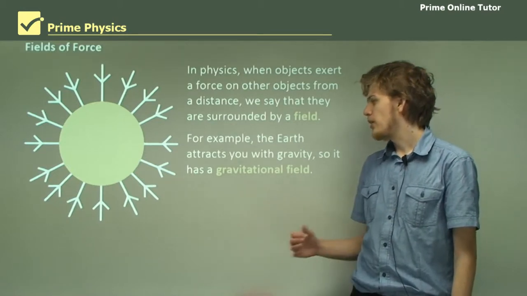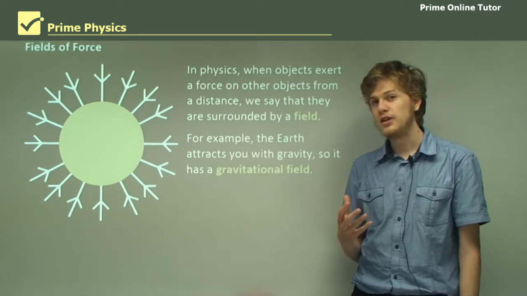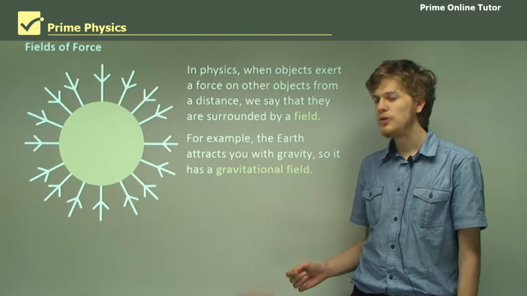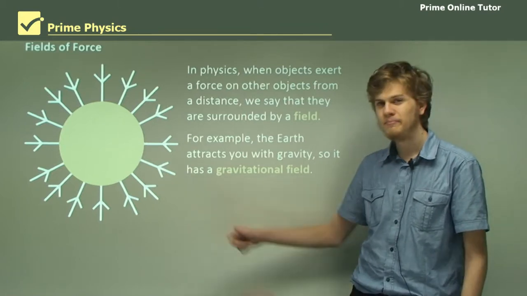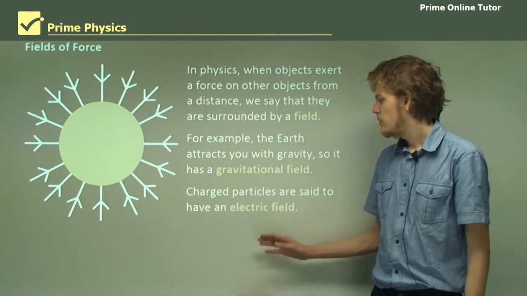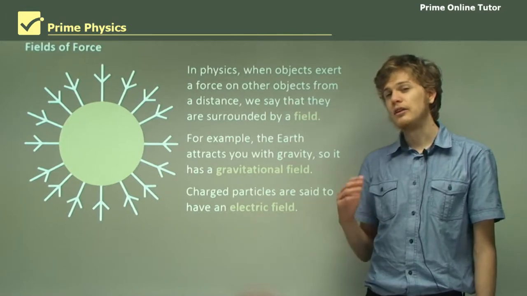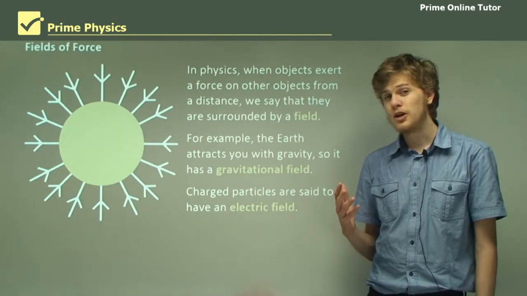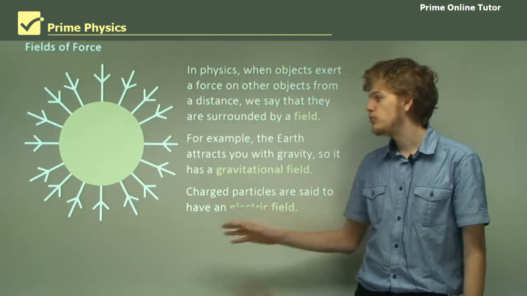So the Earth will attract us with gravity, so we say it has a gravitational field. The gravitational field happens to look something like this diagram. Charged particles are said to have an electric field, and there are some charged particles which will have an electric field that looks like this as well.